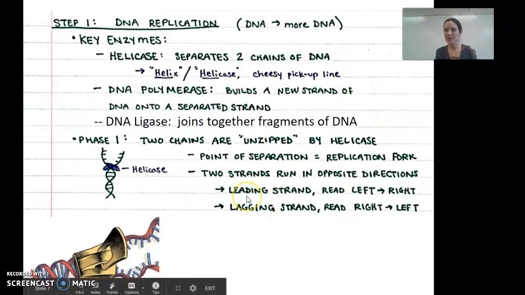The leading strand is the easy one. We read it left to right. It's just like copying down normal information. But the lagging strand has to make things complicated. It copies from right to left.